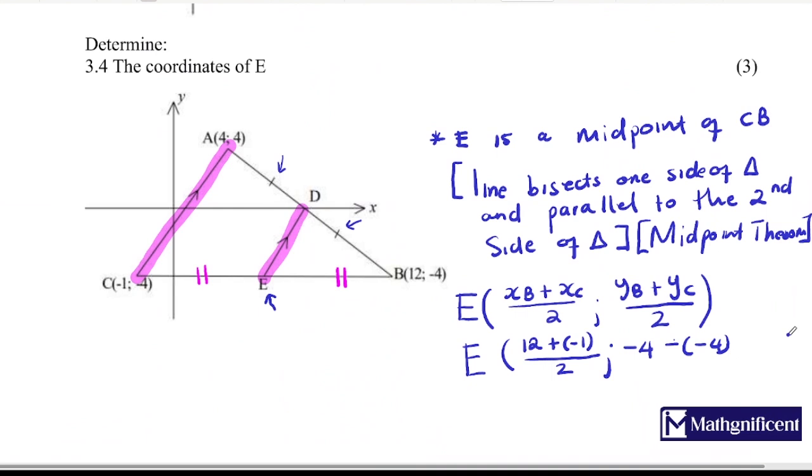And then this is what we have. So say E here, and then we say 12 plus -1, which is going to give us 11 divided by 2, and then -4 plus -4, this is going to give us -8. So -8 divided by 2 is going to give us -4. So those are the coordinates of E when we are using the midpoint theorem.